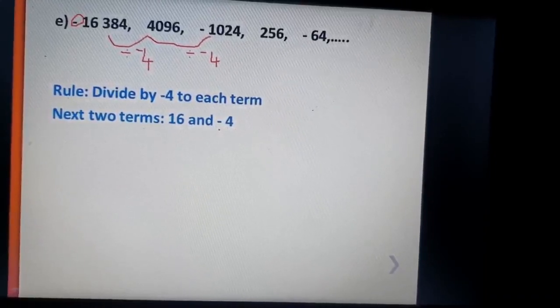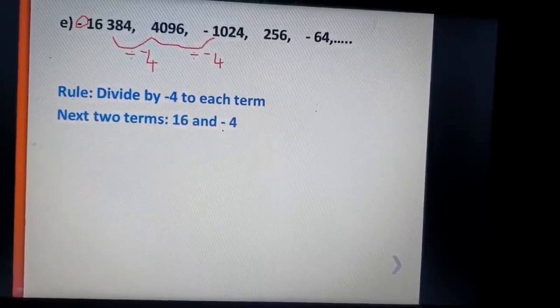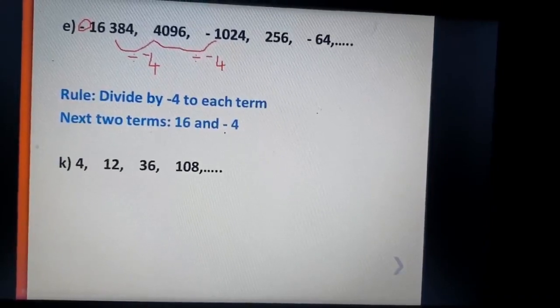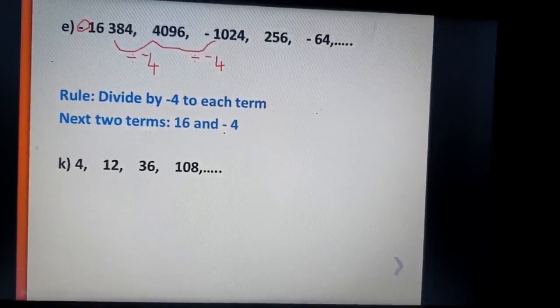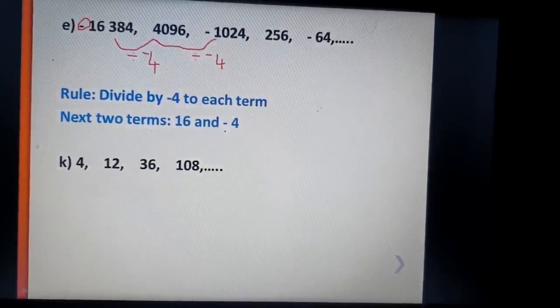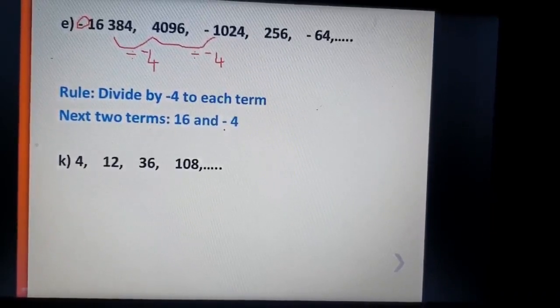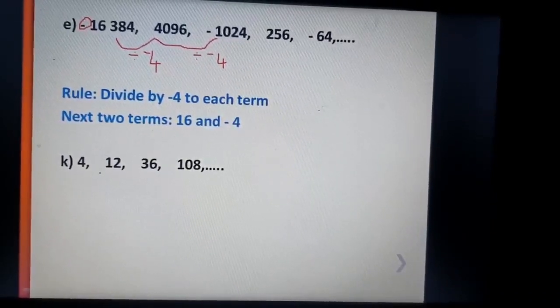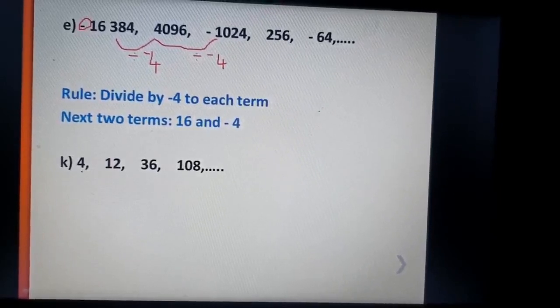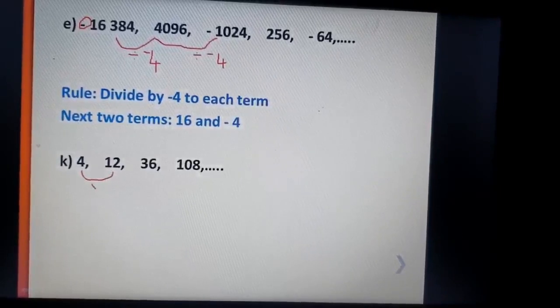Clear? Understood? Yes. Now, the next question. 4, 12, 36, 108, etc. So, again, this is very easy, correct? 4 to 12, what is it? Yes, it is multiplication with 3.